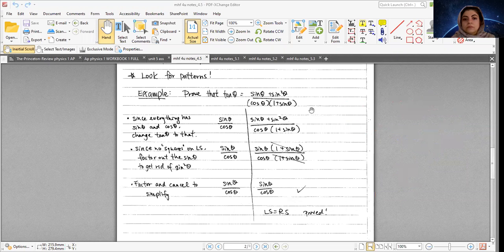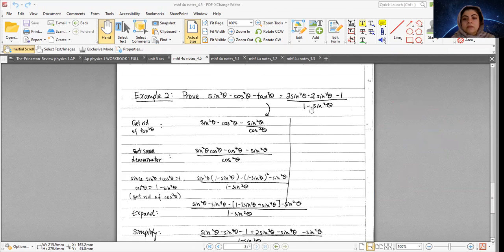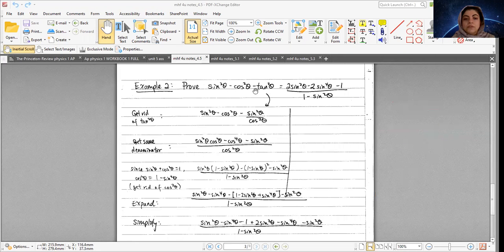Now, the other one, there's one more example here. We do the same thing. We write the right side and left side and we work with each side separately. Then at the end, you show they are equal. So here we have sine theta power 2 minus cosine theta power 2 minus tan theta power 2. I put a line.